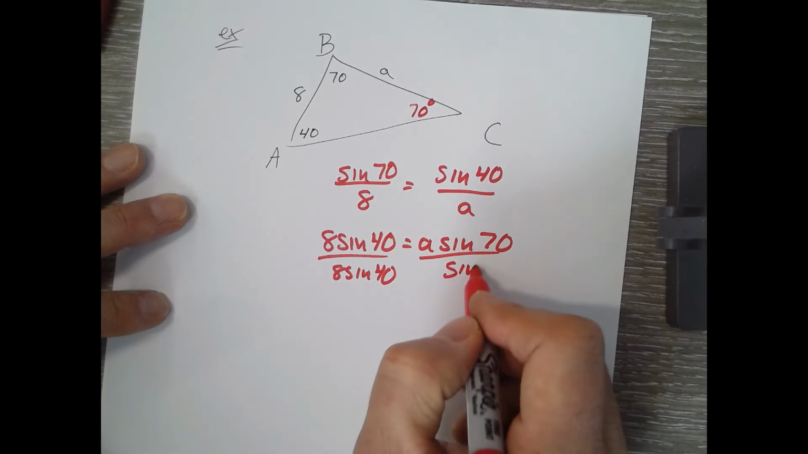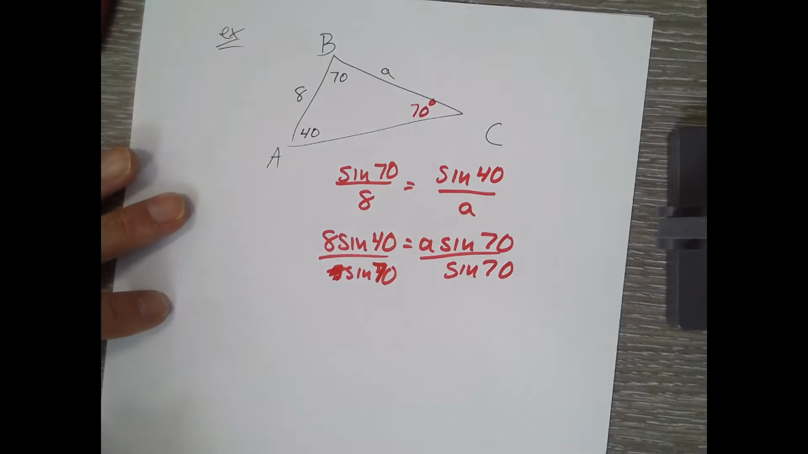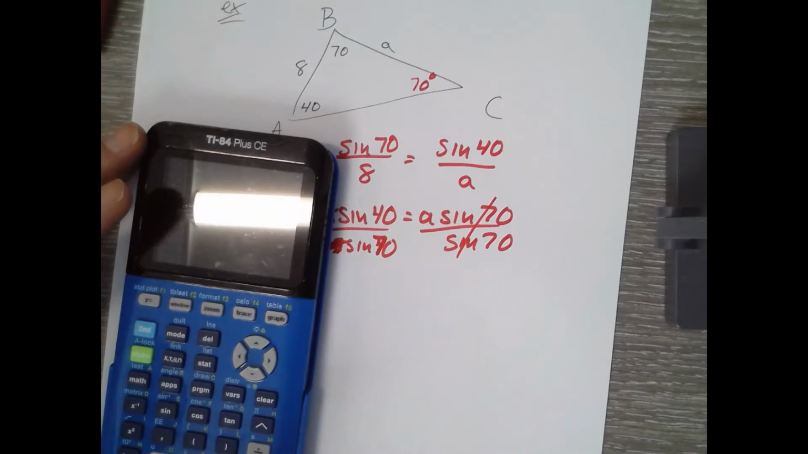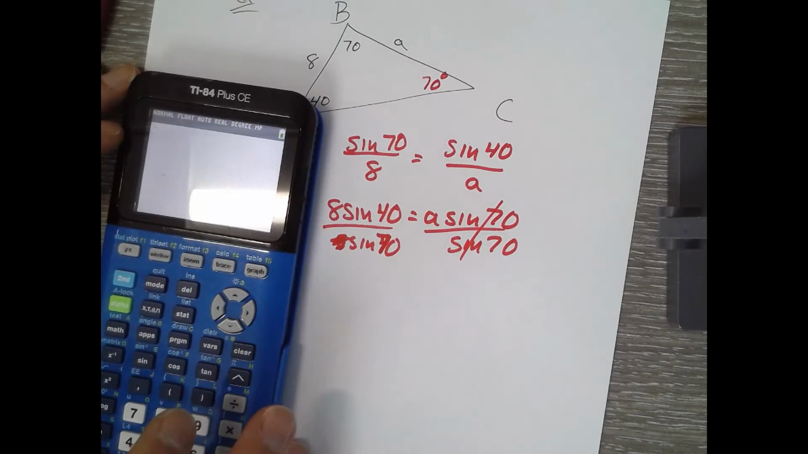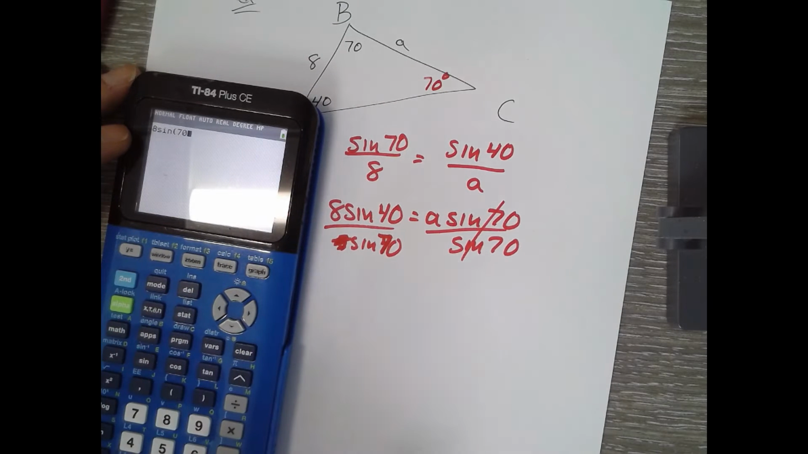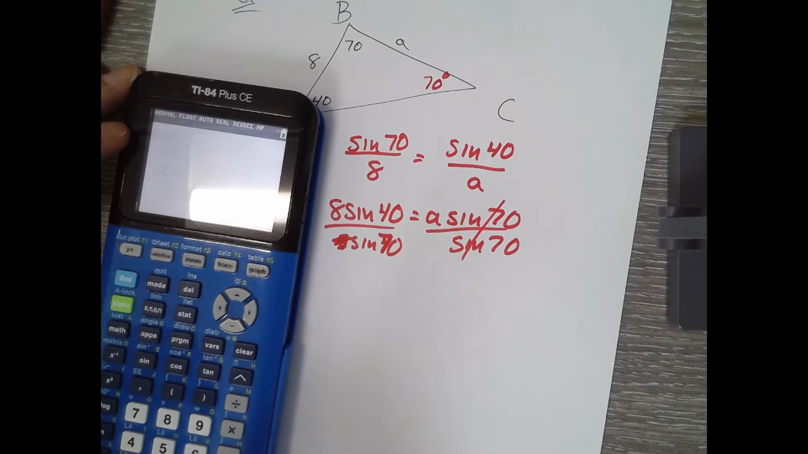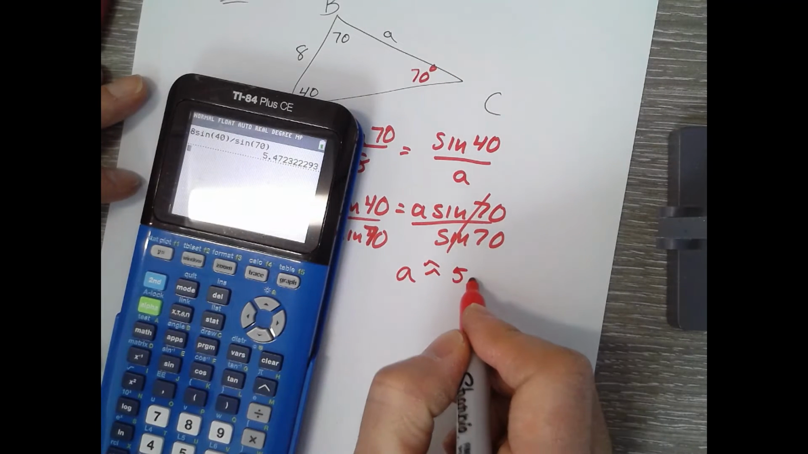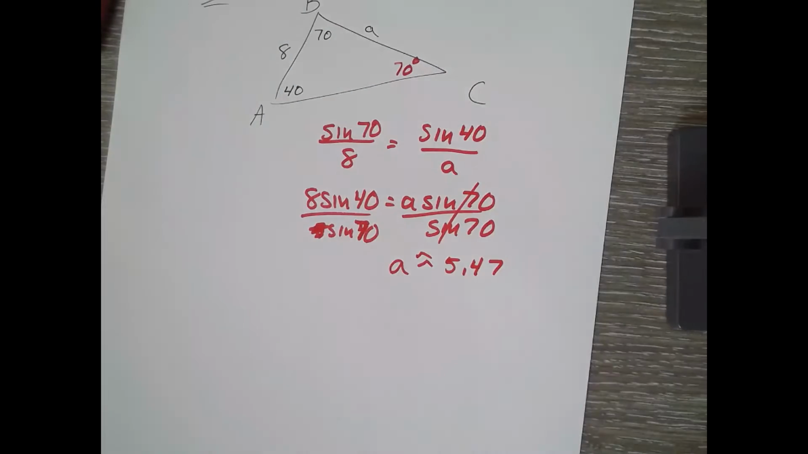Divide by sine of 70. You can change that into a 7 and cross that off. No big deal. So we have 8 sine 40 over sine 70. I'm rattled after all that humor. A is about 5.47 or so. How many got that? Raise your hand. Nice. All right, a little bit better than verifying identities.